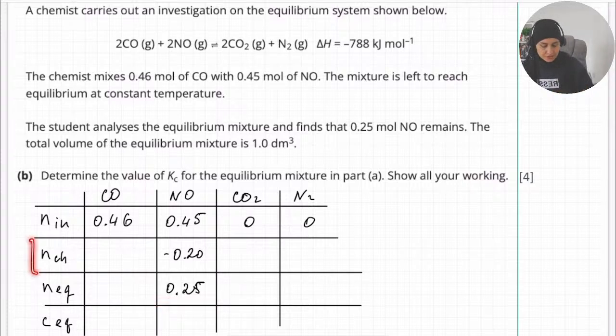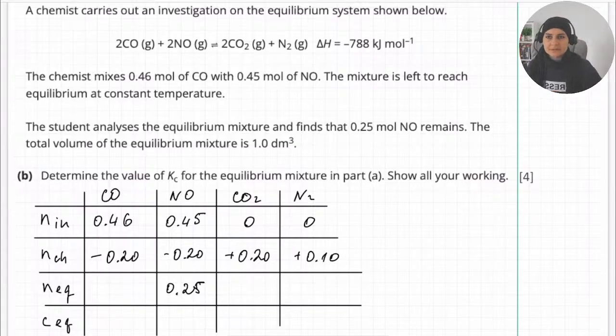And for the change row, we can apply the ratio. If 0.2 moles of NO reacted, it means that the same amount of moles of CO reacted. So 2 to 2, or 1 to 1 ratio. CO is a reactant, so it is used up, so minus 0.20. CO2 is the product. Again, applying the ratio, it's 1 to 1 to CO or NO, so it's plus 0.20. It was formed. And for nitrogen, it's a 2 to 1 ratio, so plus 0.1.